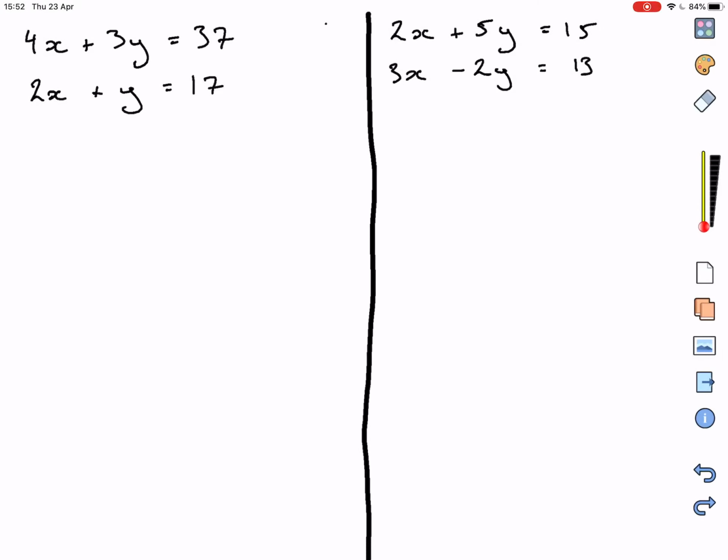Hello, here are two examples of simultaneous equations as we did in the lesson on Thursday, just to remind you in case you're not quite sure. I'm going to start with the one on the left. 4x plus 3y is 37 and 2x plus y is 17.